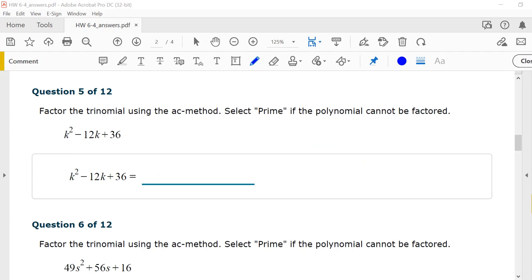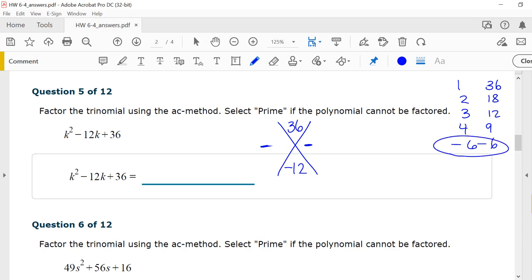All right, number 5. There's no GCF. I'm going to do 36 up top. And notice that this is a 1. These are easy ones. Negative 12 down below. Okay, factors of 36: 1 and 36, 2 and 18, 3 and 12, 4 and 9, 6 and 6. 36 is positive, which means the signs have to be the same. The 12 is negative, so they both have to be negative numbers down here. If I do negative 6 minus 6, I get negative 12.